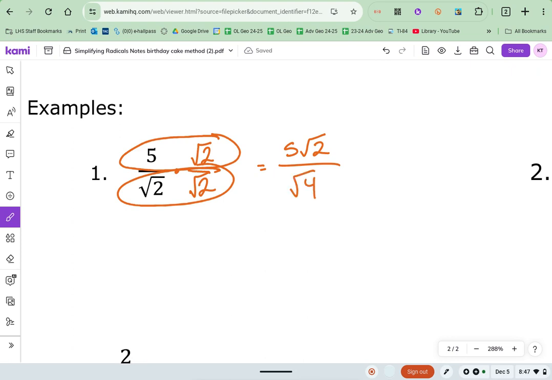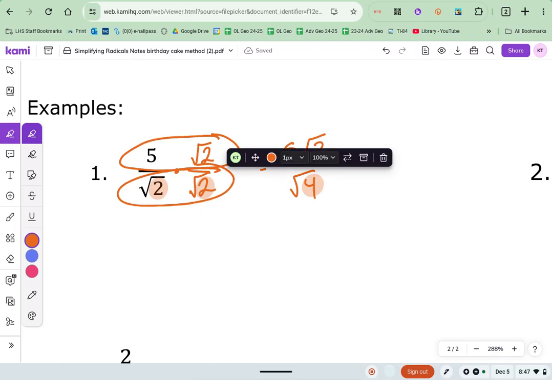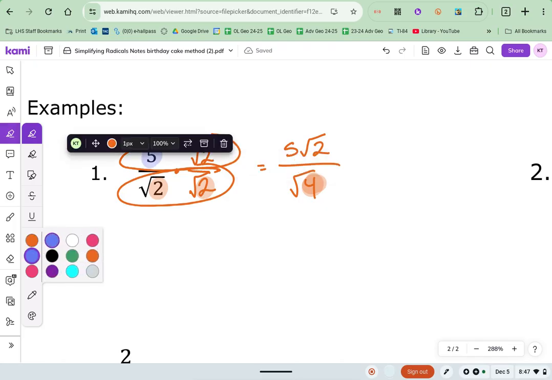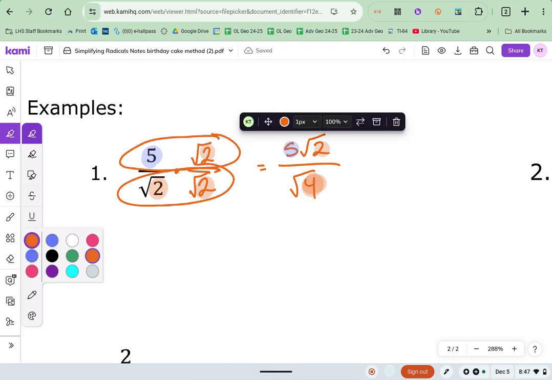A couple things to remember: when you're multiplying with radicals, things that are inside the radical multiply by each other and stay inside. That's why the square root of 2 times the square root of 2 became square root of 4. Things that are outside the radical multiply with only things outside the radical and they stay outside. So things inside multiply only with things inside and stay inside.